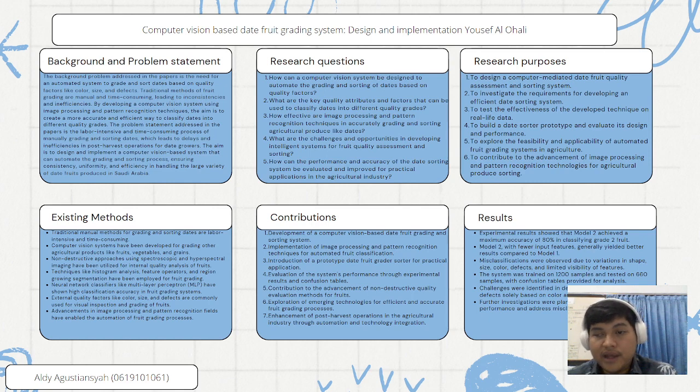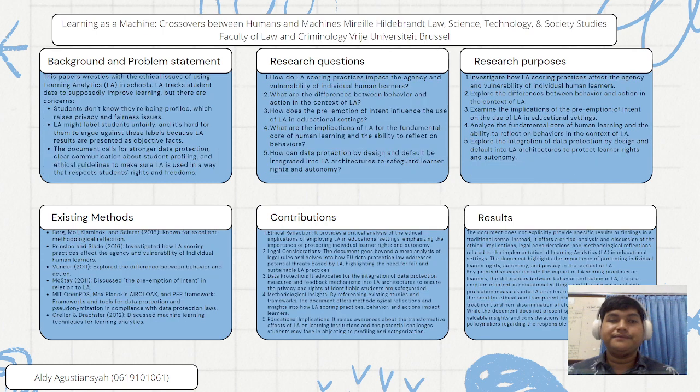The system was trained on 1200 samples and tested on 660 samples, which the confusion table provides for analysis. Challenges were identified in detecting flabbiness and defects solely based on color and shape features. Further investigation were planned to improve the system performance and address misclassification issue. That's it for this paper. We move on to the next one.